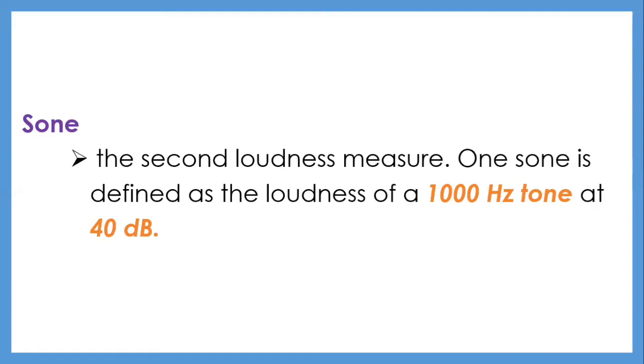And because loudness perception is a logarithmic rather than a linear process, it can be said that a 10 decibel increase in intensity represents a doubling of loudness. And therefore, a 50 decibel 1000 hertz tone would have a loudness of 2 sones.